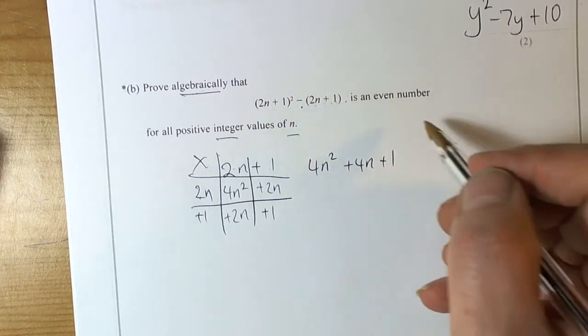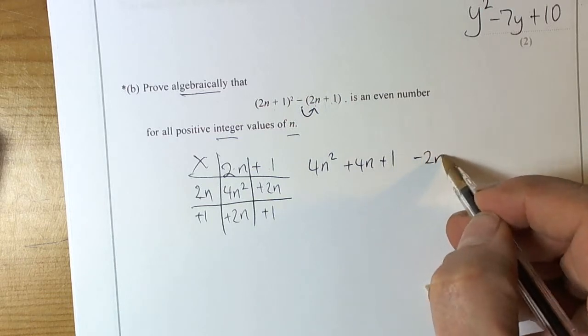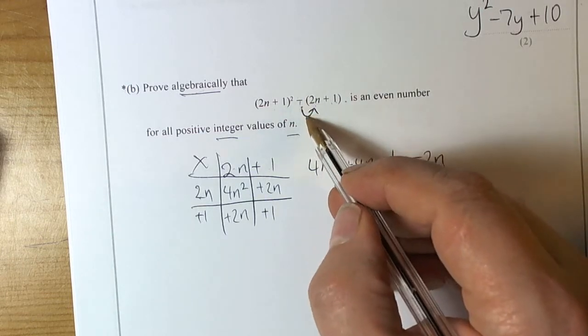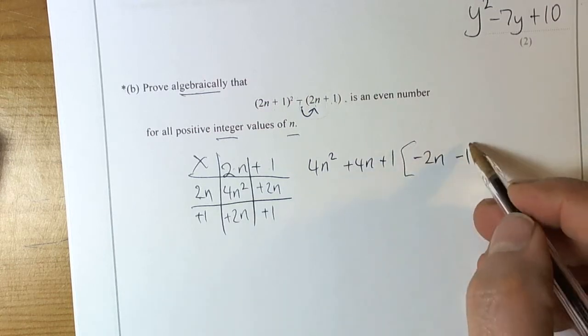and then it's saying we're going to take away 2n minus 1. Now here we've got to be careful, look, because we've got take away 2n, and then we've got negative times positive, so we've got to take away 1 as well. Alright, so it's really important we get that bit right.